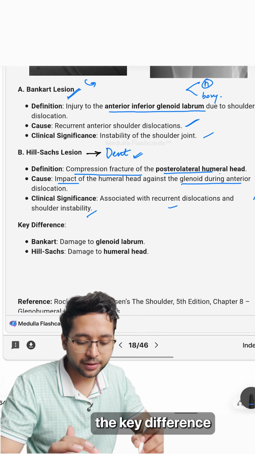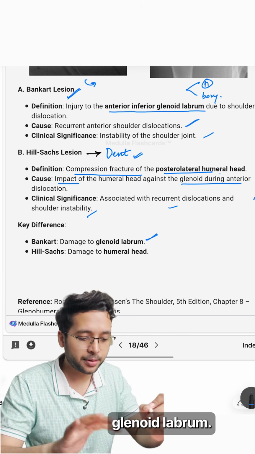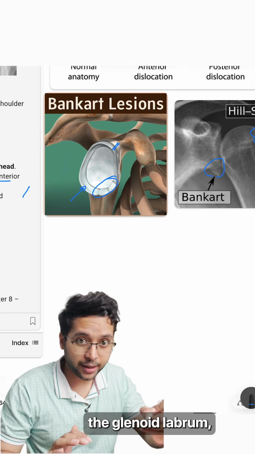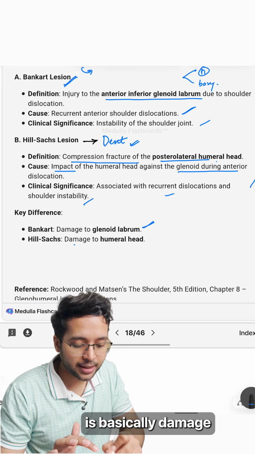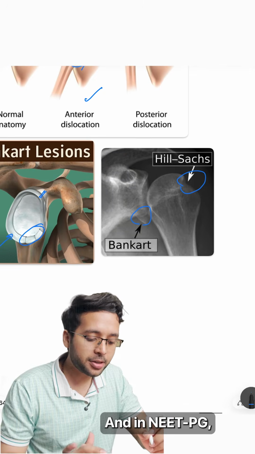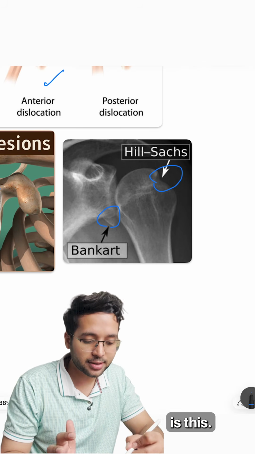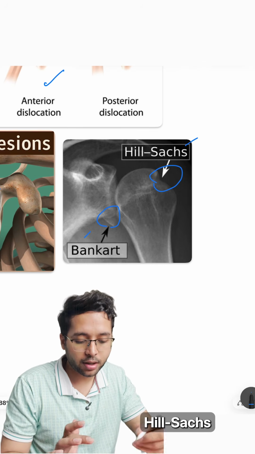So again, the key difference between Bankart's and Hill-Sachs: Bankart is damage to the glenoid labrum, okay, this one, the glenoid labrum. And Hill-Sachs is basically damage to the humeral head. You can just remember it like a dent. And in NEET PG, usually what will be given to you is an image and they will ask what lesion is this. So they'll either point at Hill-Sachs or Bankart's.